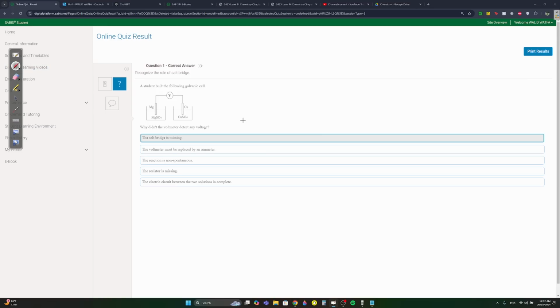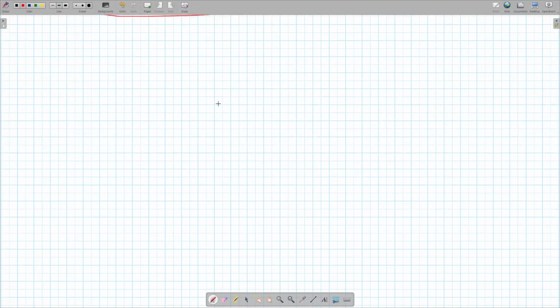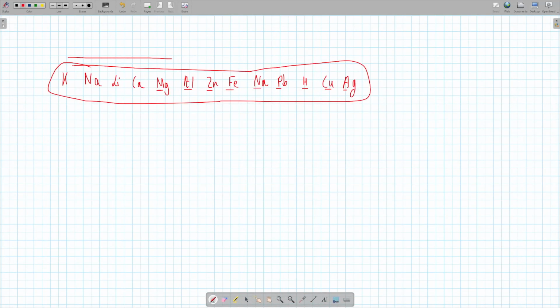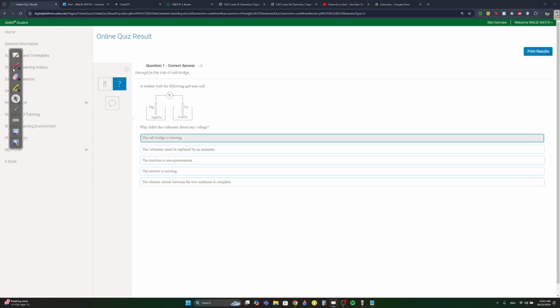Let's solve these questions. Here you have MgSO4, CuSO4, magnesium rod, copper rod, and it's important to know that magnesium is more reactive than copper. Like I told you previously, if you want to memorize the reactivity, it goes like this: Cananica meets all zebras first. No person here could argue. So that's not important here. What they're saying is, why is there no voltage? Obviously, because this circuit is not complete. It needs a salt bridge.